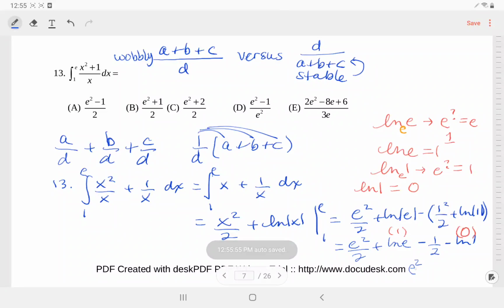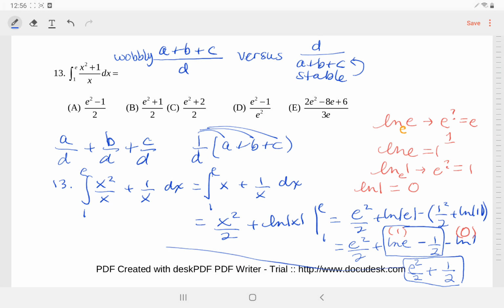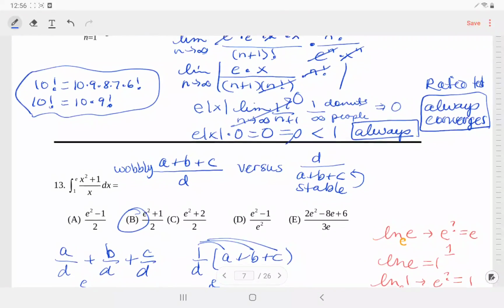So my final answer, and it looks like I can't scroll below this, but that's okay. So that's e to the second over 2 plus 1 minus a half would be plus a half. So that would be the answer. And the answer then is, I can add the numerators and keep the denominator the same, which would be answer choice B.